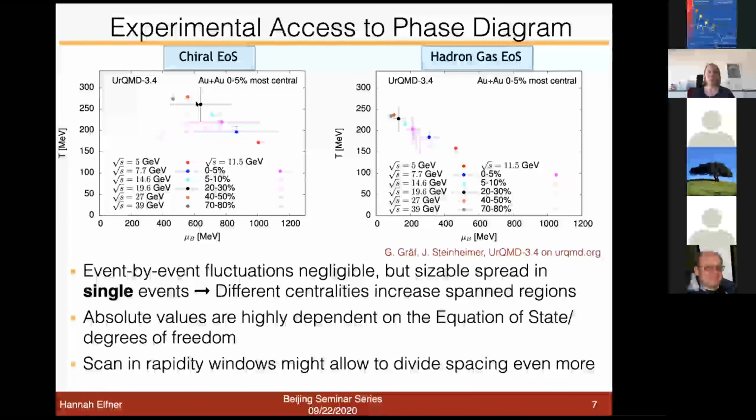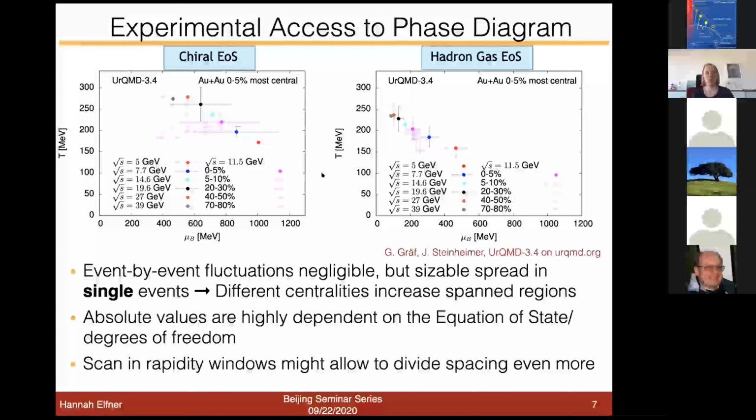And what I wanted to illustrate here as well is that if you change centrality, for example, these pink points are different centralities at one beam energy, you end up at very different positions here. Then the left is for the chiral equation of state, and the right-hand side indicates the same picture if you use a hadron equation of state.